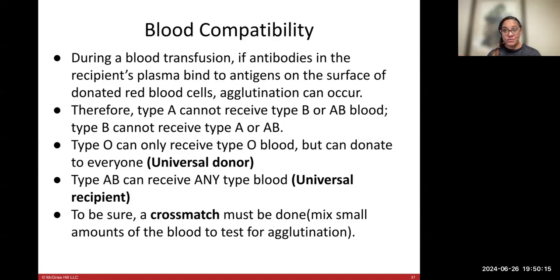Type O can only receive other type Os, but can donate to everyone because they don't have any antigens. They don't have anything on the surface of their red blood cells. So they can donate to anyone. They're called the universal donor. And then type AB can actually receive any type of blood. They have A, they have B, and type O doesn't have any, so it doesn't matter. To be sure, a cross-match must be done, where small amounts of blood are mixed together to test for agglutination.